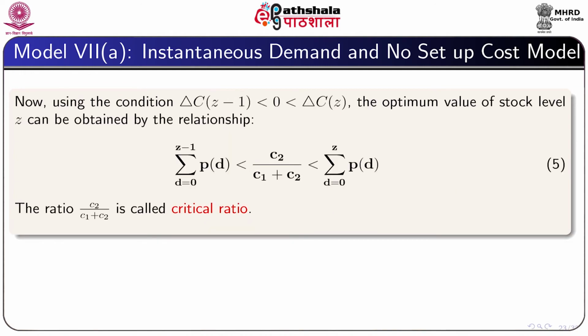Now, using the condition delta C(Z minus 1) less than 0 less than delta C(Z), the optimum value of stock level Z can be obtained by the relation summation D equal to 0 to Z minus 1 of P(D) less than C2 by (C1 plus C2) less than summation D equal to 0 to Z of P(D). Here the ratio C2 by (C1 plus C2) is called the critical ratio, which always lies between 0 and 1.